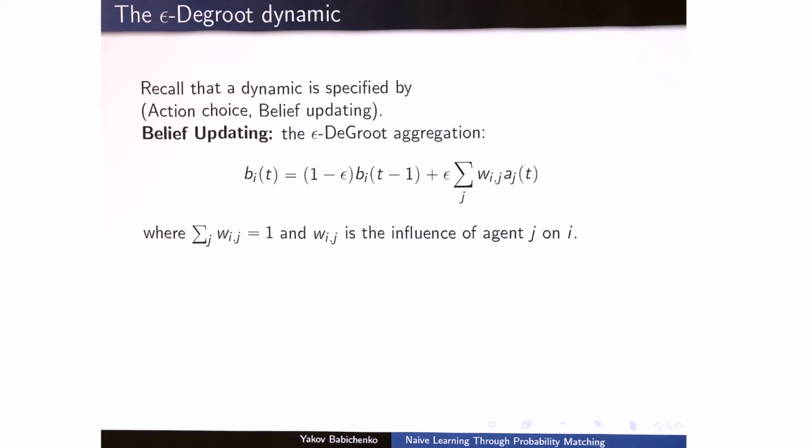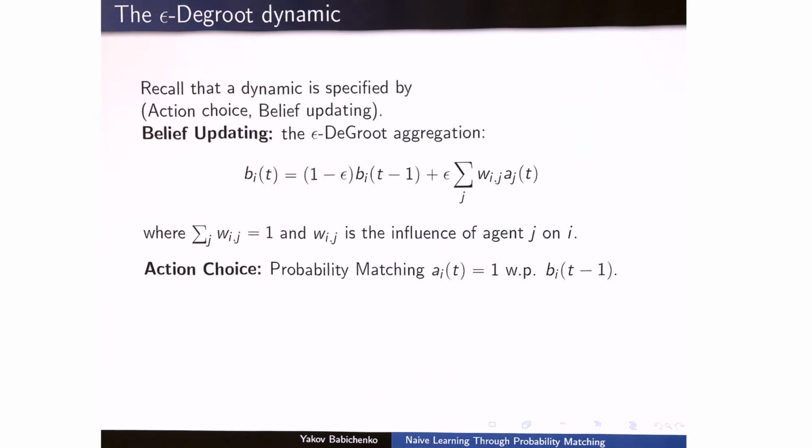And the W_ij, I should think of it as the way agent j influences me. So these are numbers that sum up to 1. So everyone averages somehow the opinions of his neighbors. Weights are fixed.